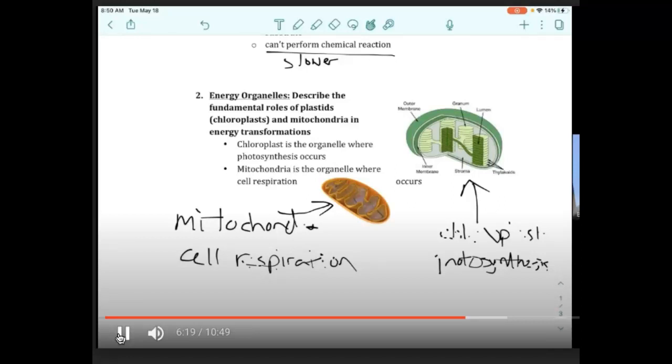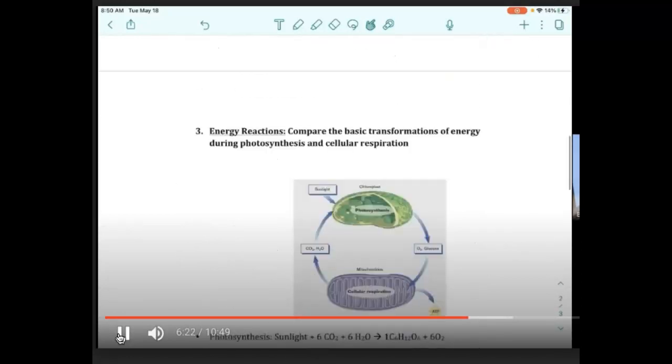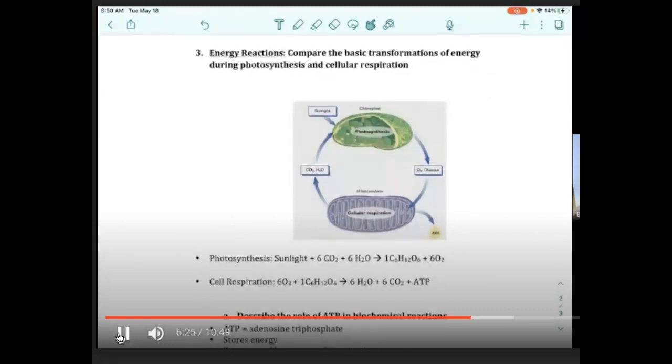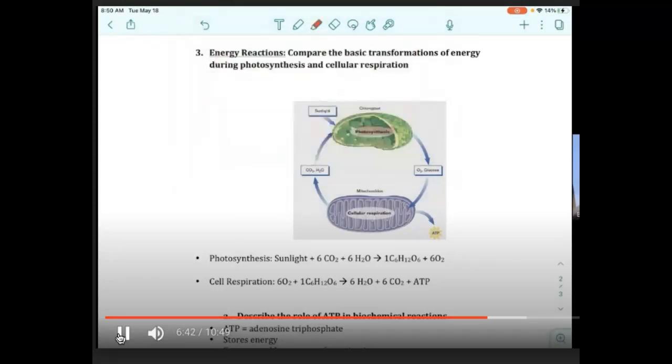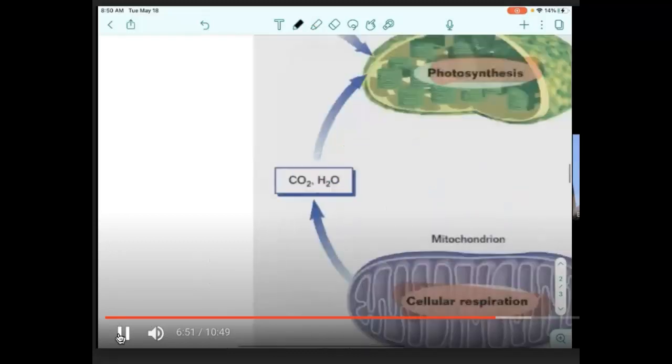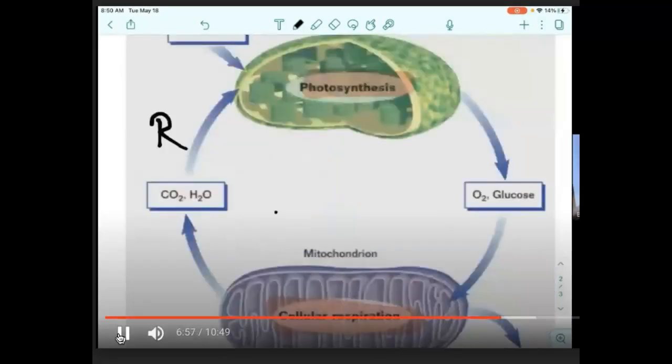Brandon, you good on that? Okay, one last thing to do, and that's to talk about how energy reactions cycle. So the Keystone says that you have to be able to compare the basic transformations of energy during photosynthesis and cell respiration. Let's highlight the two. Oh boy, come on now. I use red for this. Photosynthesis, cell respiration. So those are the two reactions, right? And remember we said carbon dioxide and water are reactants for photosynthesis, and oxygen and glucose are products.